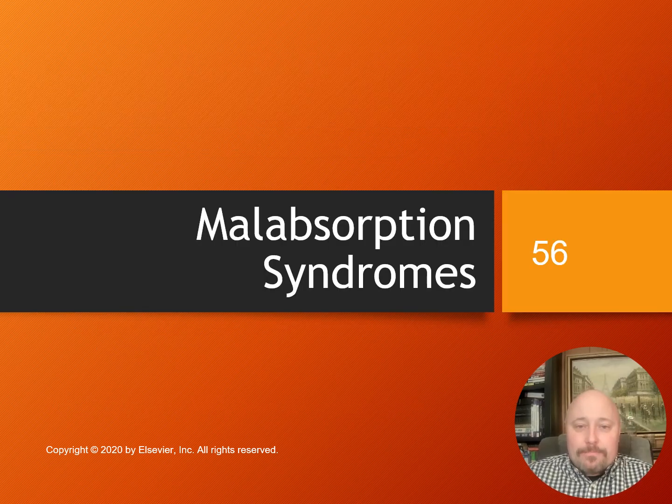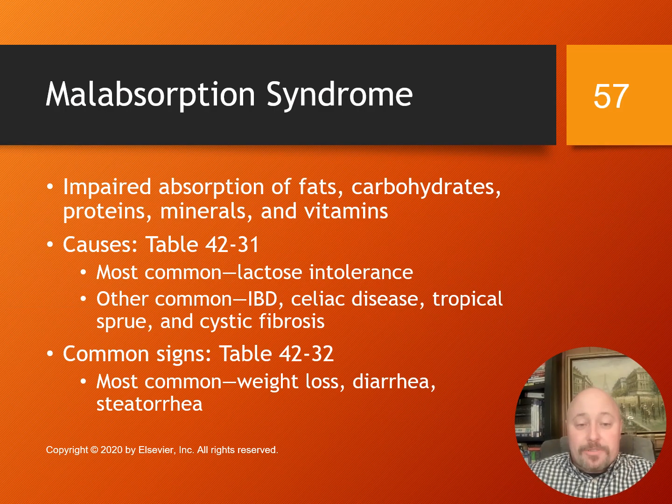Malabsorption syndromes. Malabsorption syndrome is the impaired absorption of fats, carbohydrates, proteins, minerals, and vitamins. Most common causes include things like lactose intolerance. It could also be related to inflammatory bowel disease, celiac disease, tropical sprue, or cystic fibrosis. And some common signs can be found in your textbook on table 42-32. And these would include things like weight loss, diarrhea, and steatorrhea.